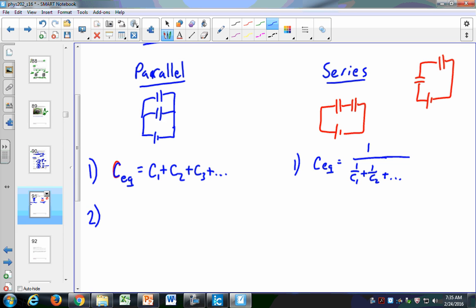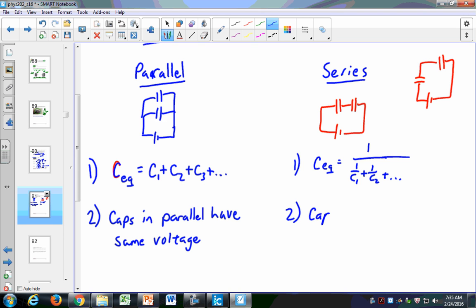Rule number 2, capacitors in parallel have the same voltage. We'll also have this rule for resistors in parallel. They'll all have the same voltage. Rule number 2 for capacitors in series is caps in series have the same charge.